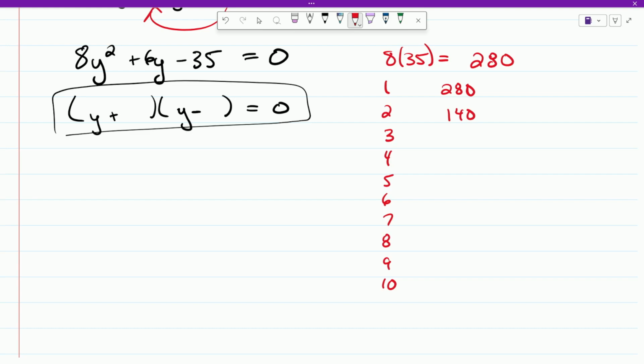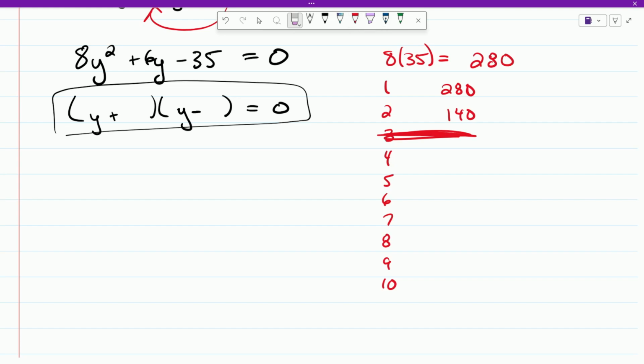Now, the easiest way to do this is to go ahead and take 280 and divide it by 3. So if you do 280 and you divide it by 3, you end up with 93.3 repeating. In other words, this doesn't work. So you just scratch it out. That's all you got to do, okay? Now we're going to continue.